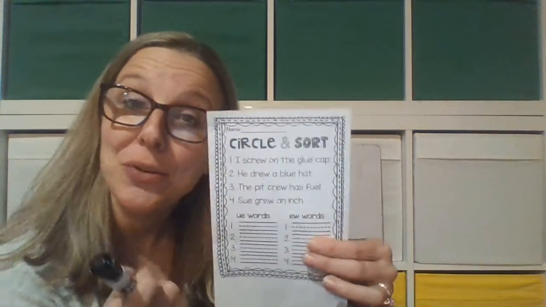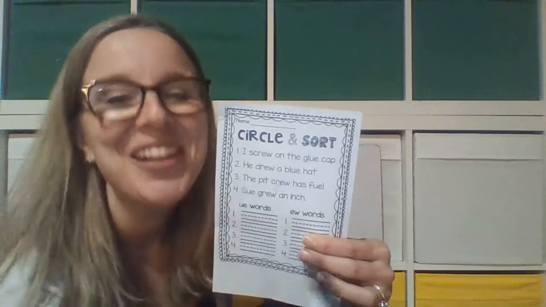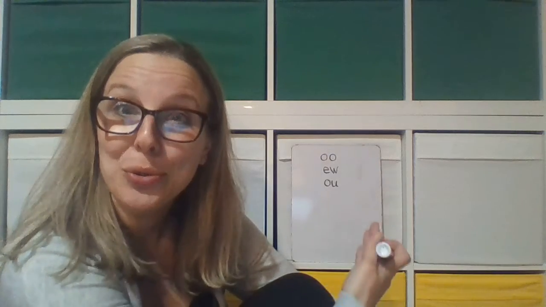Now what I want you to do on this paper is first circle all of the words that you see that have that ooh sound. So you would circle the word screw and glue. That's the circle part. And you'll go through each sentence. And when you see a word that has an ooh spelling pattern, you'll circle it.